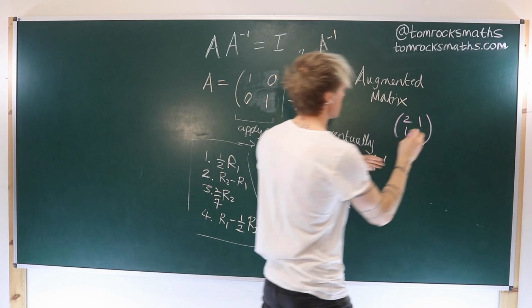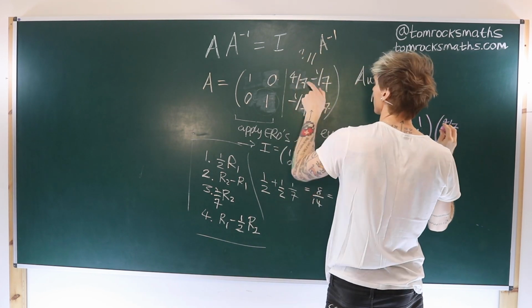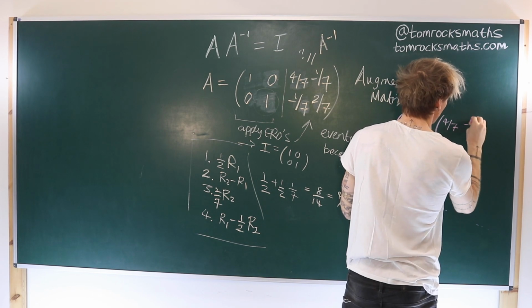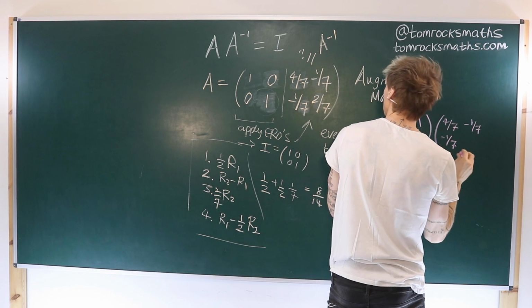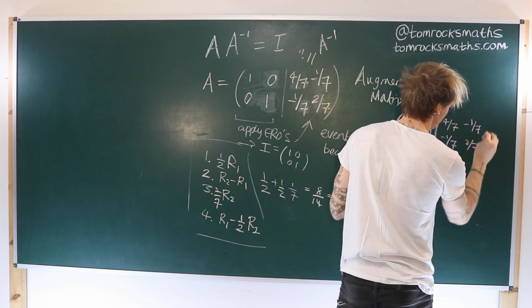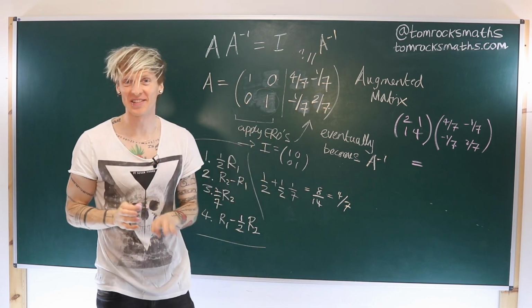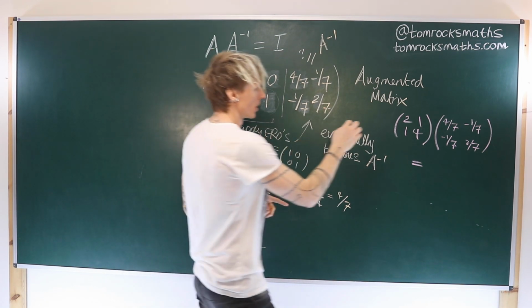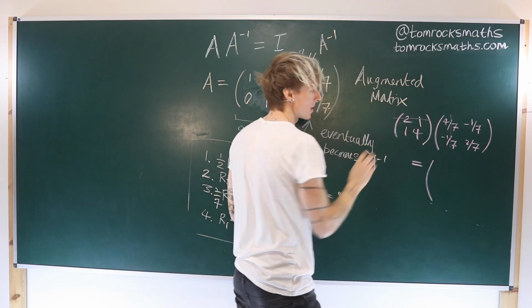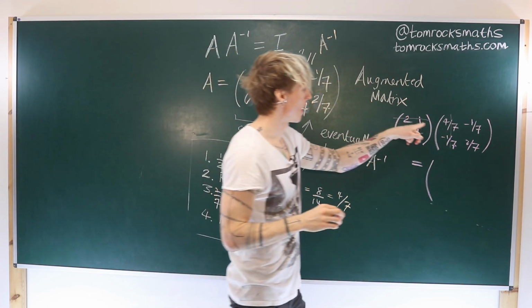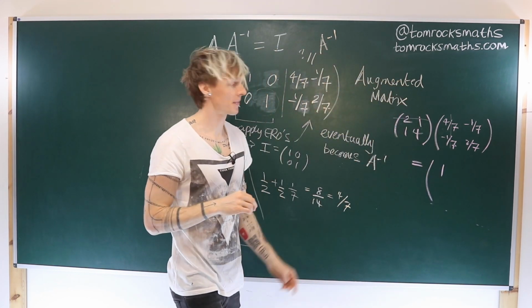So if we multiply this matrix by 4/7, minus 1 over 7, minus 1 over 7, and then 2/7. And this should hopefully, if we've done it correctly, give us the identity. So first row, first column. 2 times 4/7 is 8/7 minus 1/7. That gives me 7 over 7, which is indeed 1.